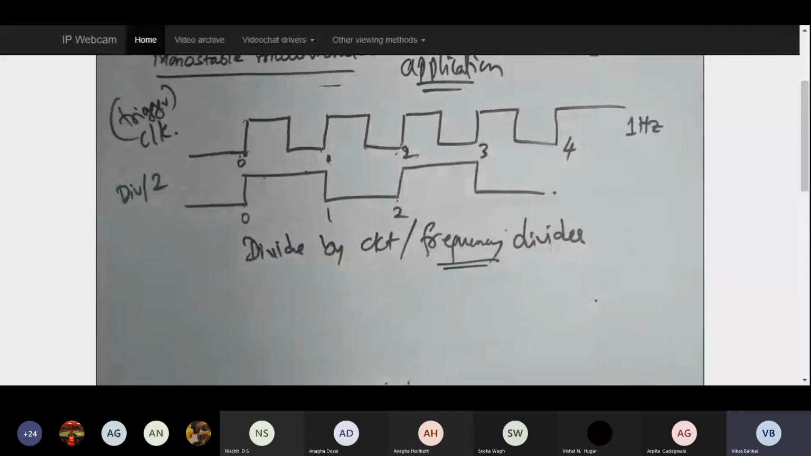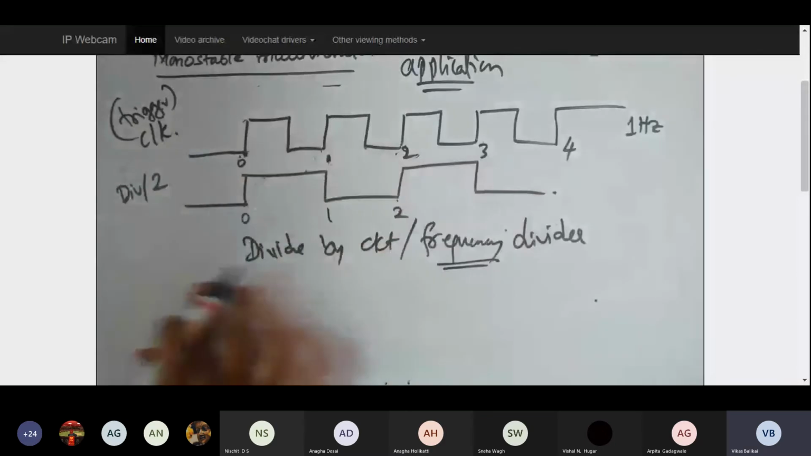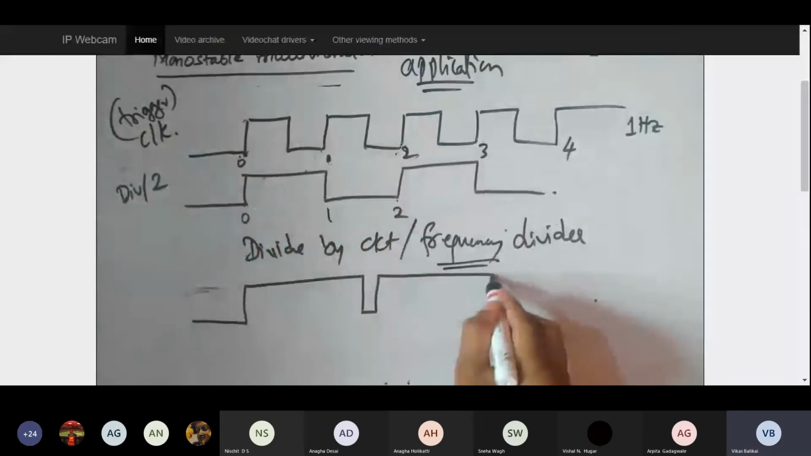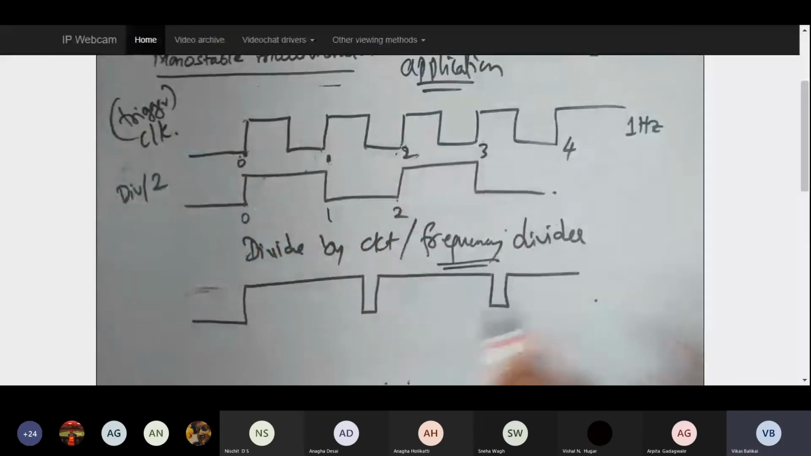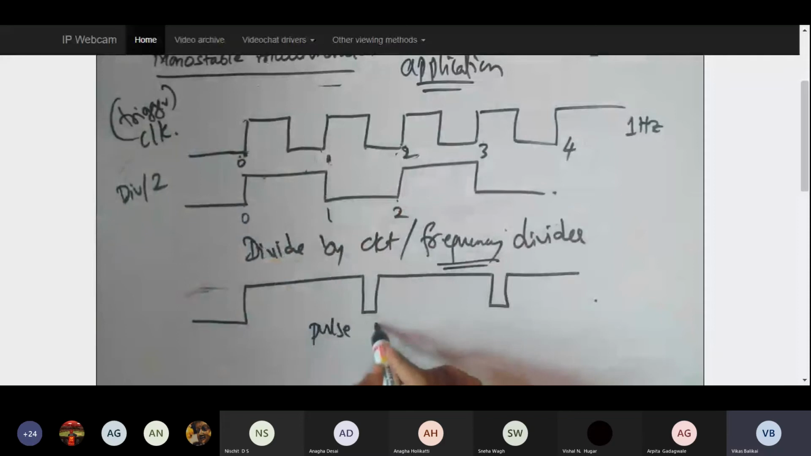It can also serve as a pulse stretcher. How is it a pulse stretcher? As I keep changing this particular clock trigger, see how my output becomes: sometimes it comes like this, sometimes it decreases, sometimes it increases, sometimes it decreases. So basically I am stretching out my pulse. So this is how this application of the monostable multivibrator goes with the pulse stretcher as well.